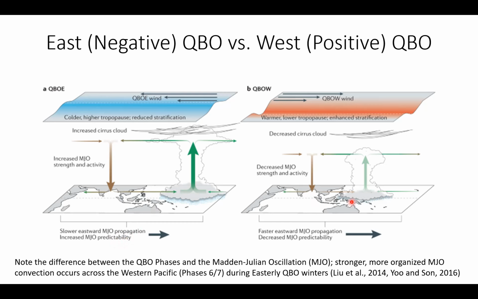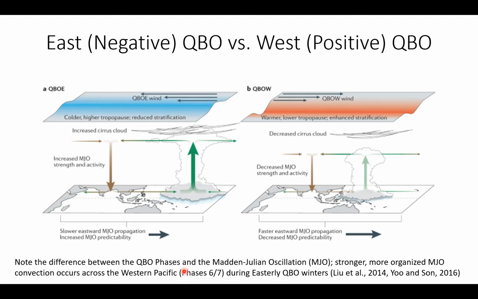Whereas the westerly phase of the QBO here, the diagram on the right, we still get the sinking air motion in the Indonesia area. However, it's decreased MJO strength, so not as strong during a QBO westerly phase for the MJO. Activity not as great. You get faster moving eastward MJO propagation during the QBO westerly phase, and then you still get that upward vertical motion generally over the Western Pacific in this case.